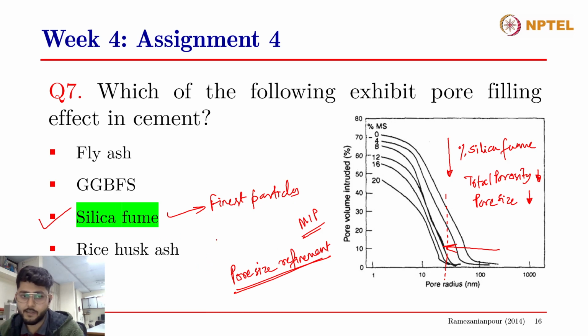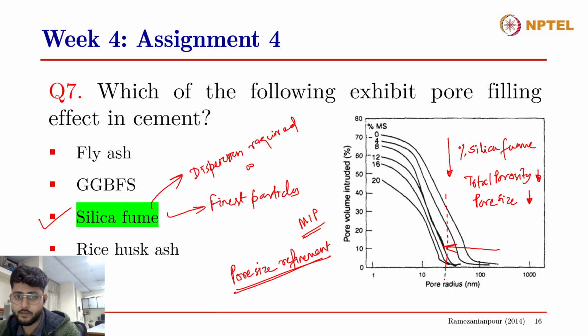And this happens in maximum degree in case of silica fume, because silica fume has the finest particles among all these four materials. Fly ash also has fine particles, but fly ash and GGBFS are known to have particles around the same or a little bit lesser size than that of the cement particles itself. But silica fume has very fine particles, and therefore silica fume also requires a special dispersion before being added to concrete.